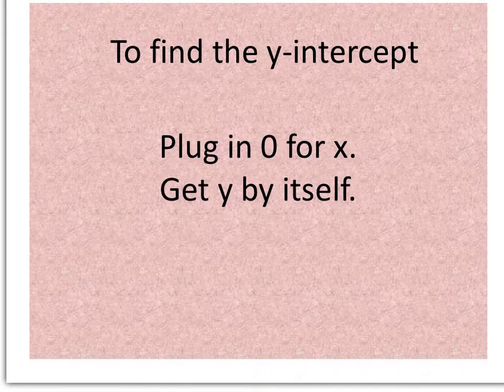Now, to find the y-intercept, you do just the opposite of what you do for an x-intercept. For the y-intercept, you plug in 0 for x. You'll notice that when it's the y-intercept, it's the opposite. Plug in 0 for x, not y. And then you get y by itself. In other words, you solve for y. When it was the x-intercept, you had to plug in 0 for y instead of x.